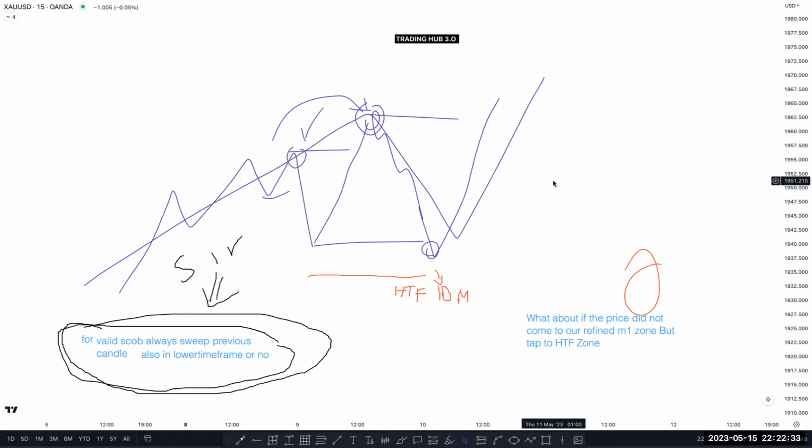For a valid SCOB, always sweep the previous candle also in a lower time frame. Yes, sir. In a lower time frame, in a higher time frame, in both. Sweep the previous candle high, low.